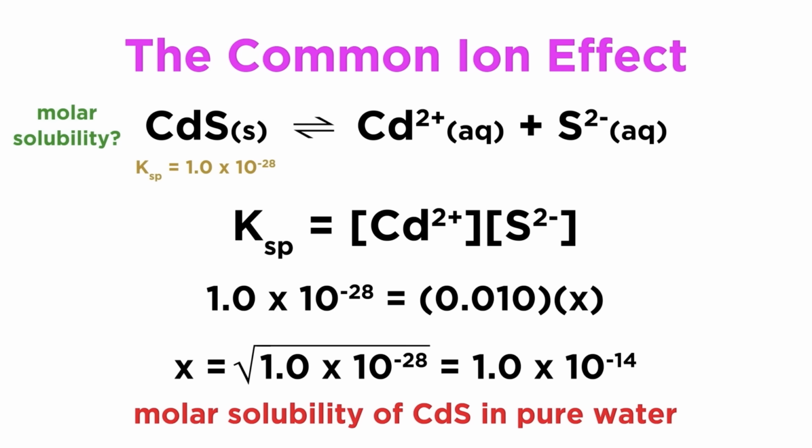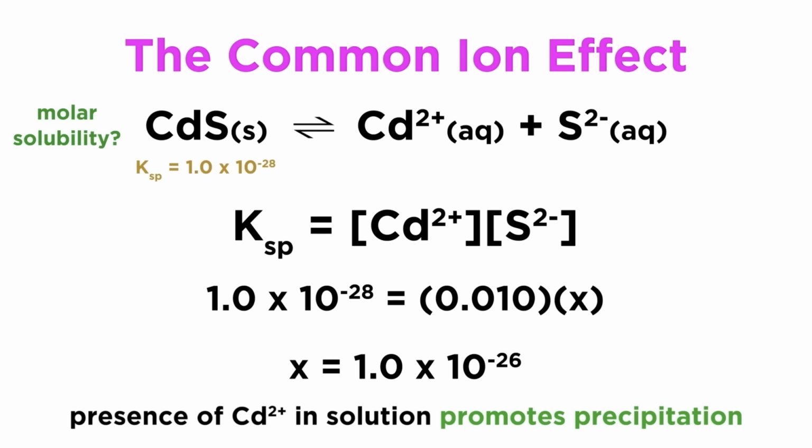Without the cadmium bromide, the molar solubility would simply have been the square root of the solubility product, which would have been significantly larger than the value we just calculated. So the presence of the cadmium ions in solution has reduced the molar solubility and will thus promote precipitation.